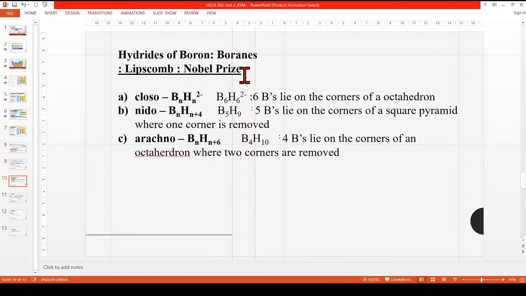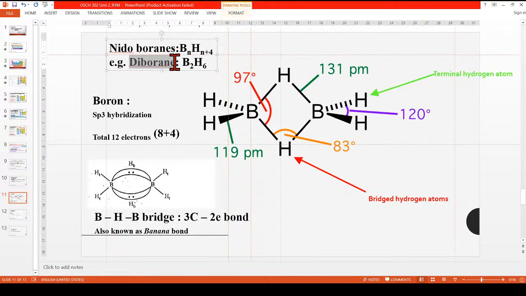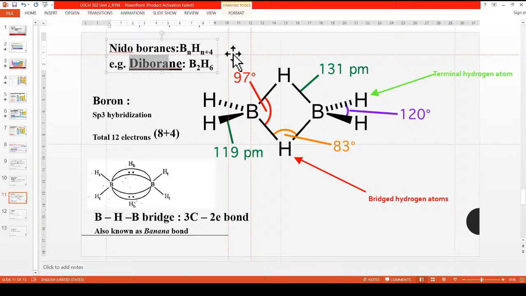for the discovery of, what you can say, invention of all those compounds of hydrides of boron. Now you have for your syllabus 2 compounds. One is diborane, another one is tetraborane. So diborane, its formula is B2H6.